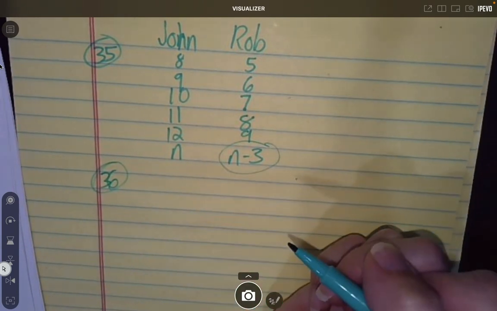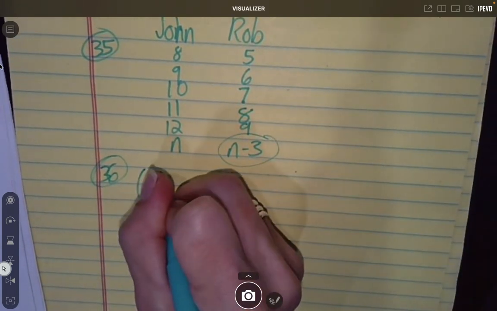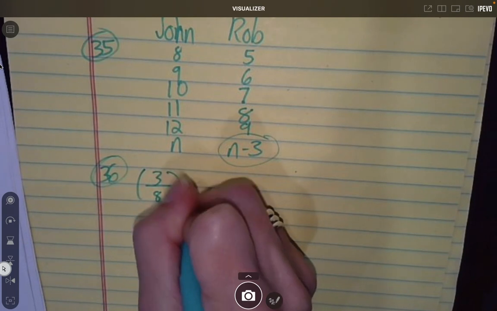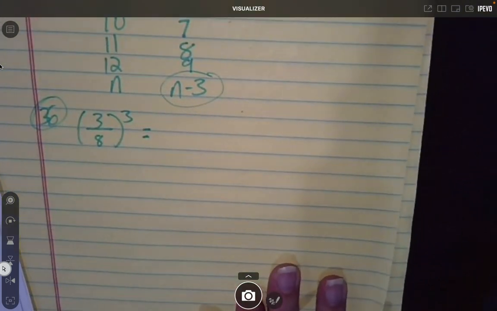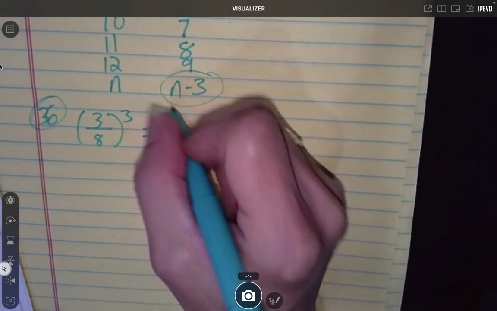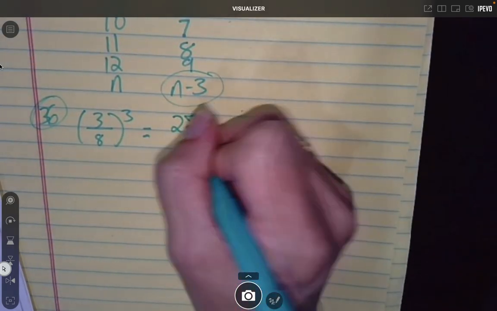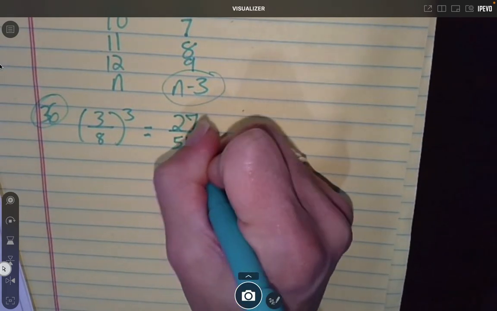Okay, then we have 36. There's one like this, but it's even a little bit easier. How would you do this? There's 2 ways. Lakin, how did you do it? I just did 3 times 3 and then 8 times 8, and I got B. Y'all got B. Well, it would be 3 to the 3rd, and you get 27. 8 to the 3rd, and you get 512.